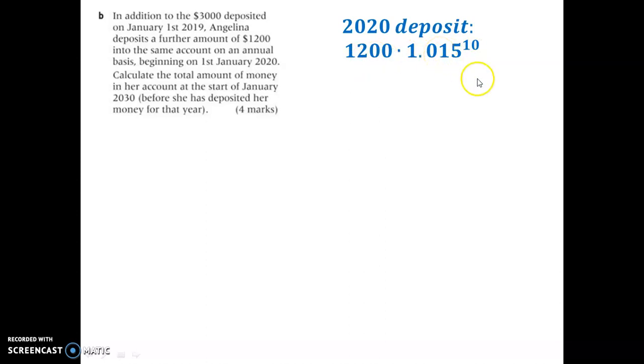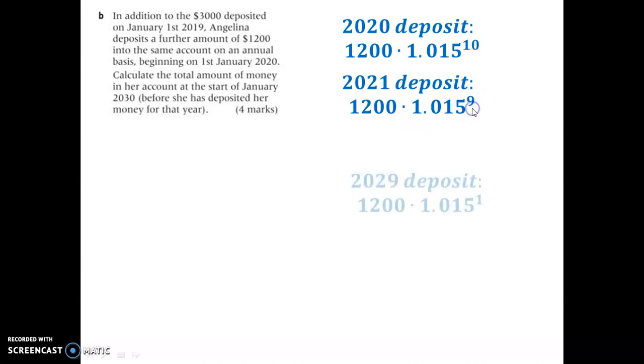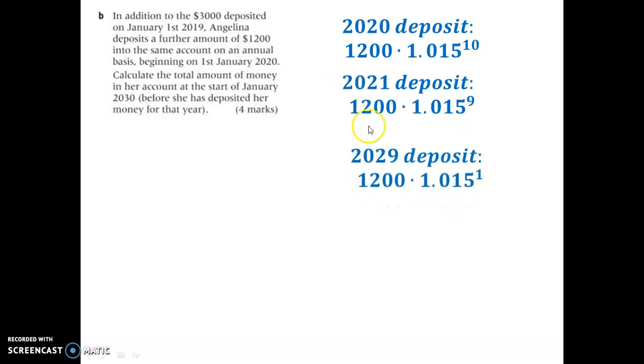But that's not the only amount she's putting in. In 2021, she deposits another 1,200 because she's going to do that every year. That amount will grow not over 10 years, but over 9 years, because it will sit in there from 2021 to 2030, 9 more years. So this amount will compound and gain money over 9 years. And you keep doing that all the years through. I've skipped the years in between, but the final deposit she makes is in 2029, because it says in 2030 she's not making a deposit.